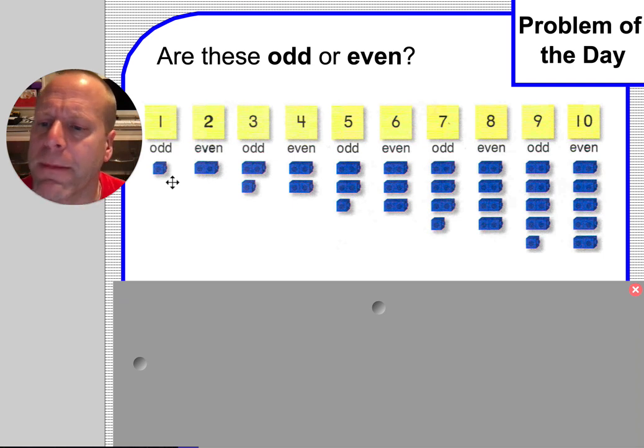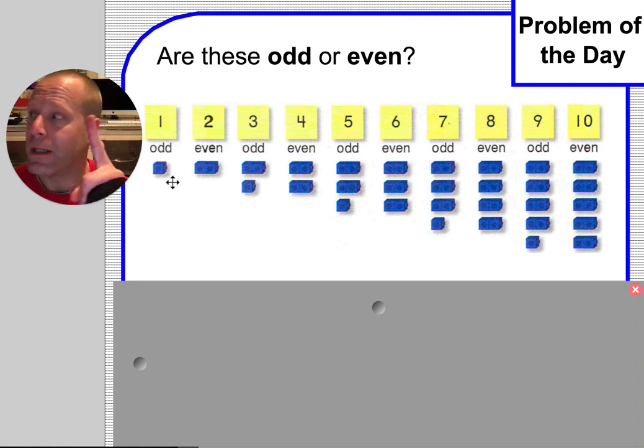All right, so think about the number 1. 1 coin, 1 block, 1 candy bar. The idea here is if you only have 1 candy bar, you can't really share it very easily between 2 people, right? Unless you're going to break it, right? And we'll get to that in fractions. But ones are odd. It's left out.